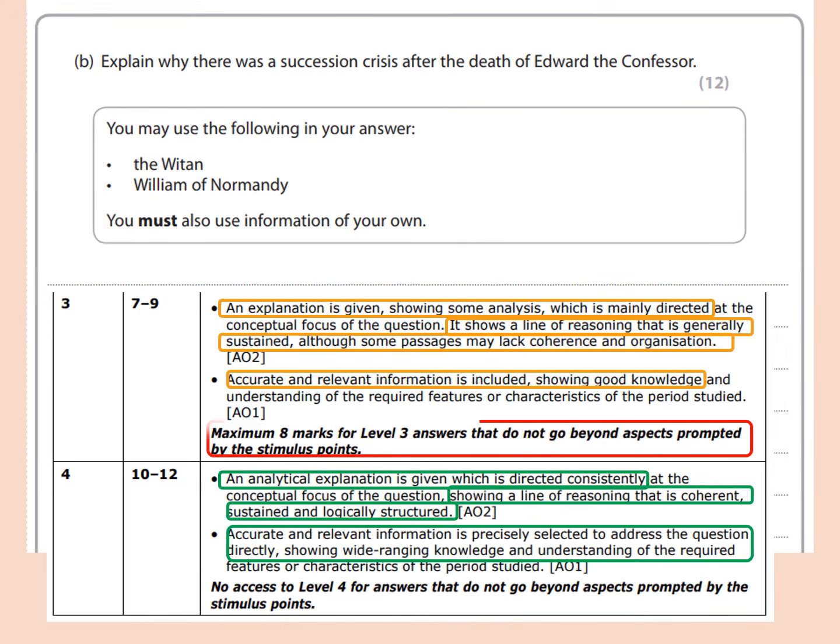Here's another important point though. As I've said earlier, you are limited to a maximum of 8 marks for level 3 answers that don't go beyond the Witan and William of Normandy. So make sure you put in some of your own knowledge too. Otherwise, you're not going to get more than 8, and you certainly can't access level 4. So let's see how you might approach answering this question.